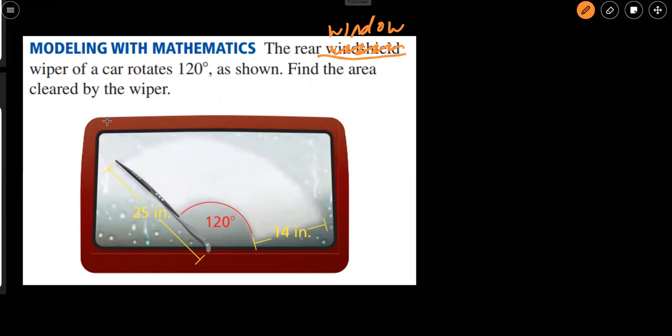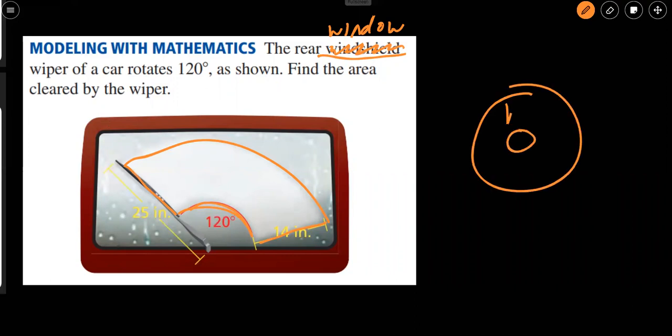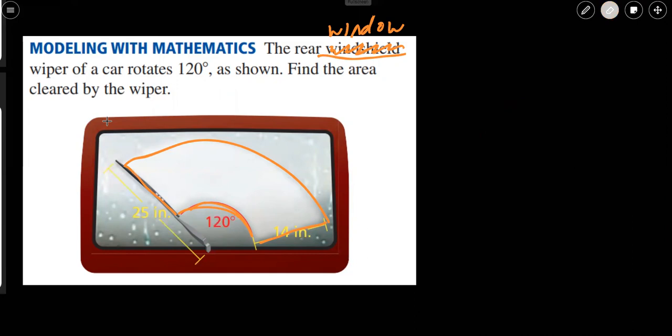And what it does is it creates a portion of almost like a donut ring. If this went all the way around in a circle, we'd have something that looks like this, right? And we're only getting the area that's shaded. That circle is an empty space. So if we want to find the area cleared by this wiper, we actually have to calculate the area twice and subtract one area from the other.